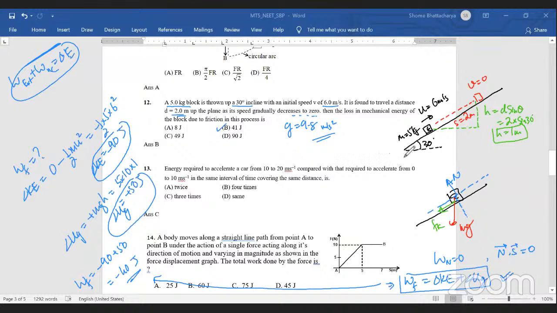Okay, so I hope the working of this is clear. This is a good question for the direct application of the work energy theorem. Yeah, friction is a mechanical force. We have discussed contact forces as mechanical forces.